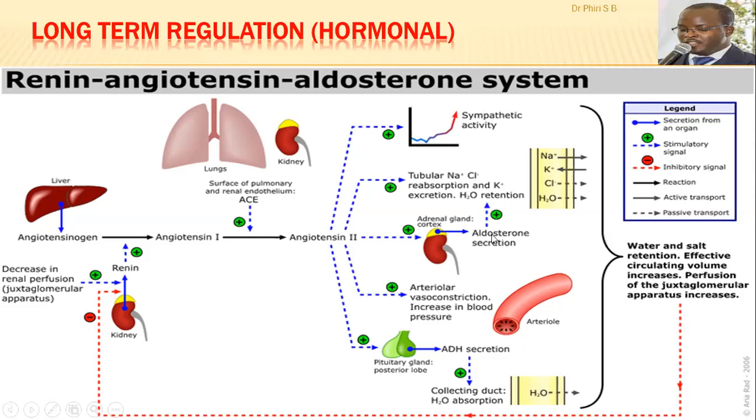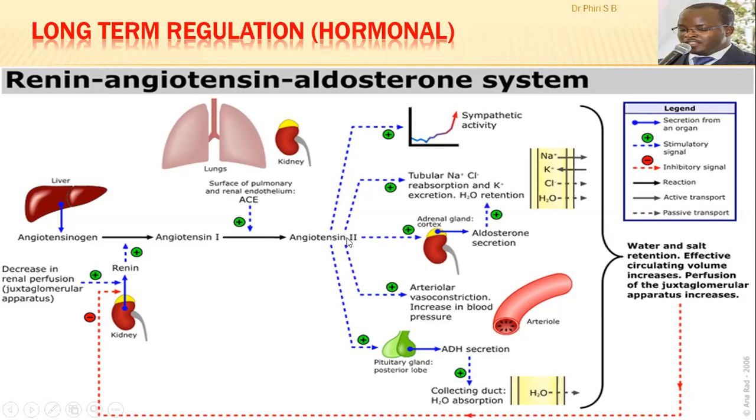Aldosterone is the hormone that will be transported to the kidney nephron. Within the kidney nephron, it will facilitate the reabsorption of sodium and chloride by facilitating the formation of those channels that are responsible for reabsorption of sodium and chloride. And then if you are reabsorbing much of sodium and chloride, water will follow. An increase in blood volume, venous return, cardiac output, blood pressure will increase.